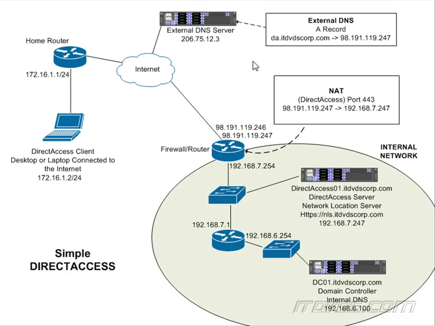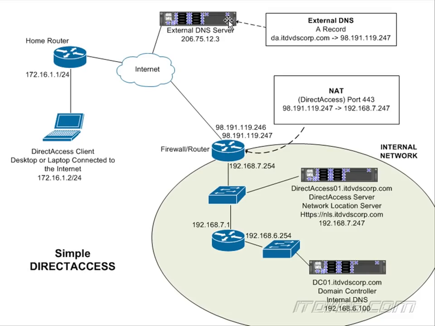Now we're going to set up an external DNS record. We're going to use the URL da.itdbscorp.com, and DA stands for DirectAccess. We can make this whatever we want, and it does not have to be the same domain as our internal domain. If I'm using an internal domain like itdvds.local or something like that, I can use an external domain. Again, it can be anything I want. I just have to own it, or at least the company has to own it, in order to be able to configure external DNS on it.